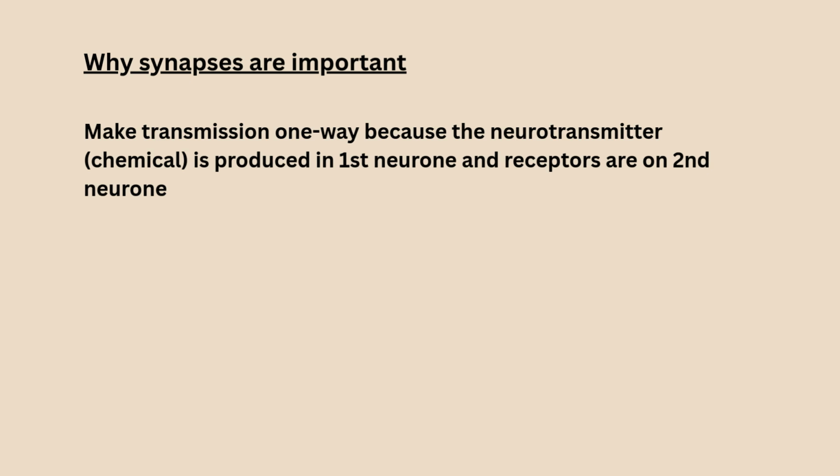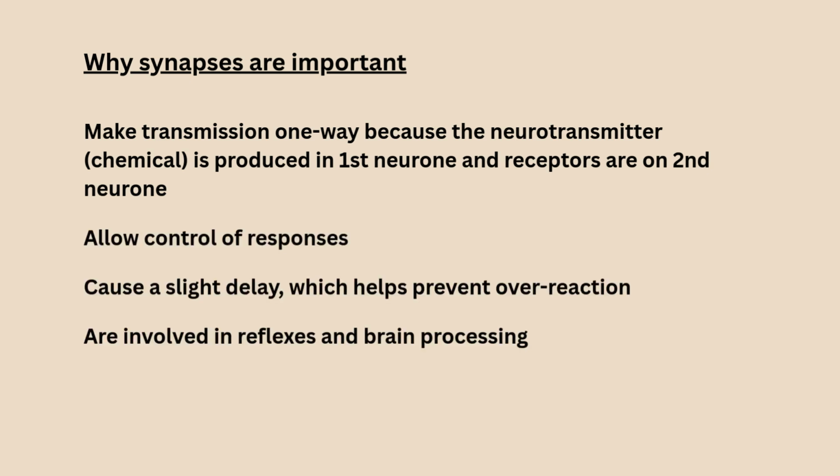Synapses are important because they make transmission one way. This is because the neurotransmitter chemical is produced in the first neuron and the receptors are on the second neuron. It will also allow for control of responses, and it can cause a slight delay to a response. This helps prevent overreaction. And synapses are often involved in reflexes and brain processing.